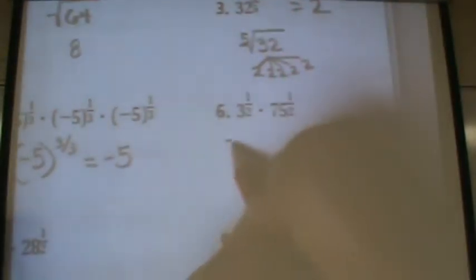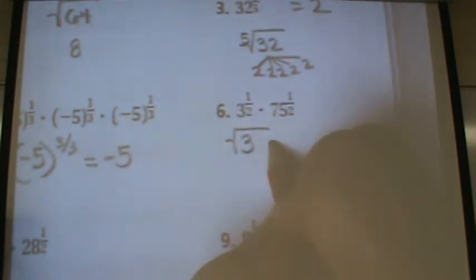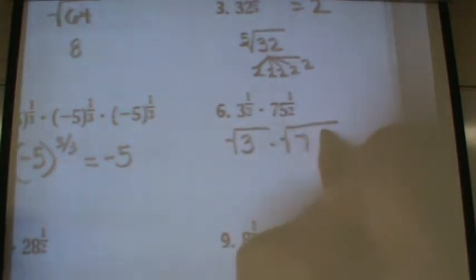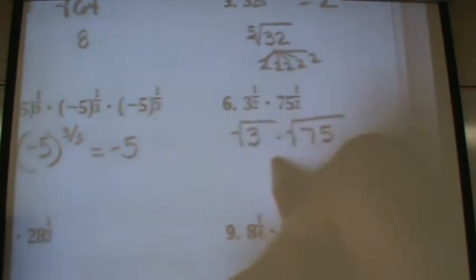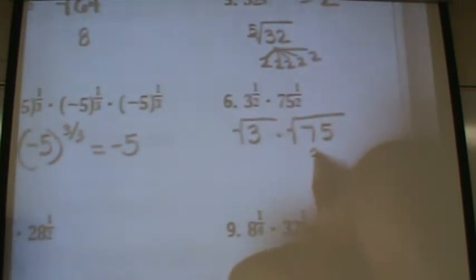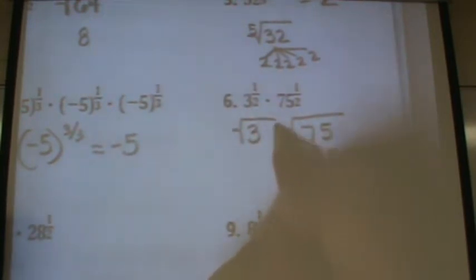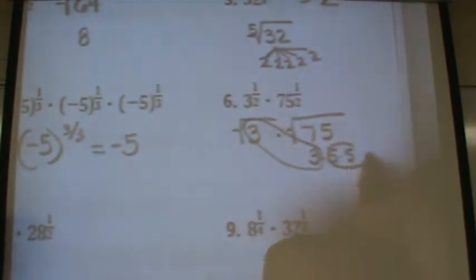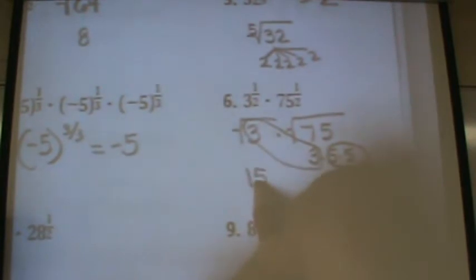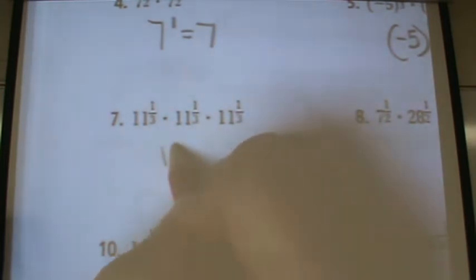These are both square root, so the square root of 3 times the square root of 75. Since both radicals are the same, you're going to break this up into 3 times 5 times 5, and we're looking for 2 of a kind. There's 2 5's, so 3 times 5 is 15. Number 7, you've got 11 times 11 times 11, all 3 of them are cube root, so you're going to add the exponents. 11 to the 3/3, which is 11.